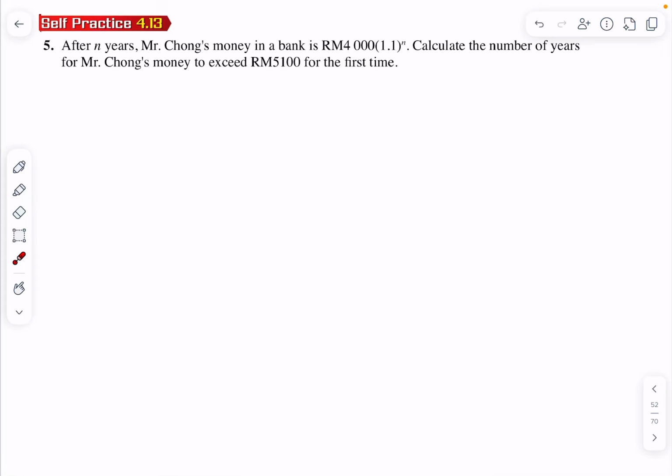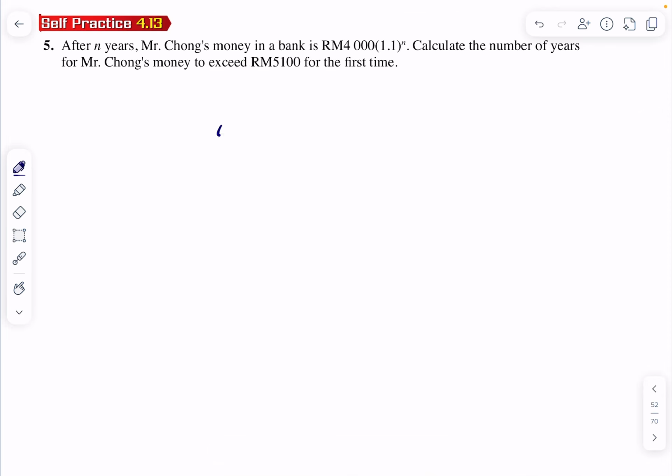Self-practice 4.13, question 5. After n years, Mr. Chong's money in a bank is this much. Calculate the number of years for Mr. Chong's money to exceed 5,100 for the first time.